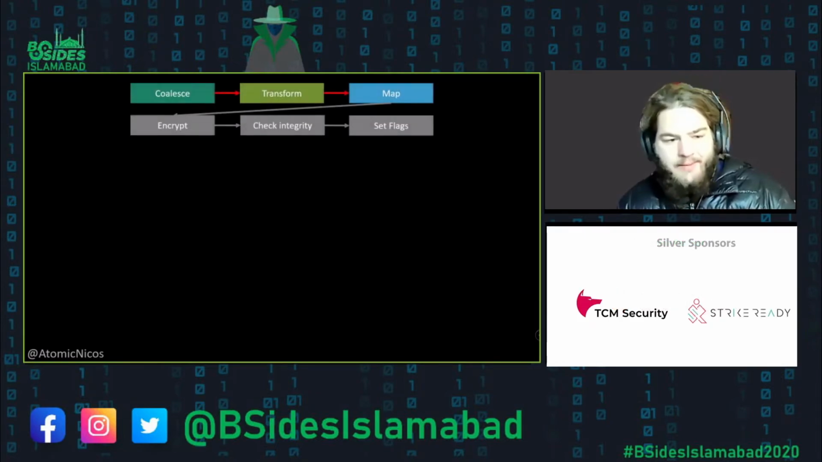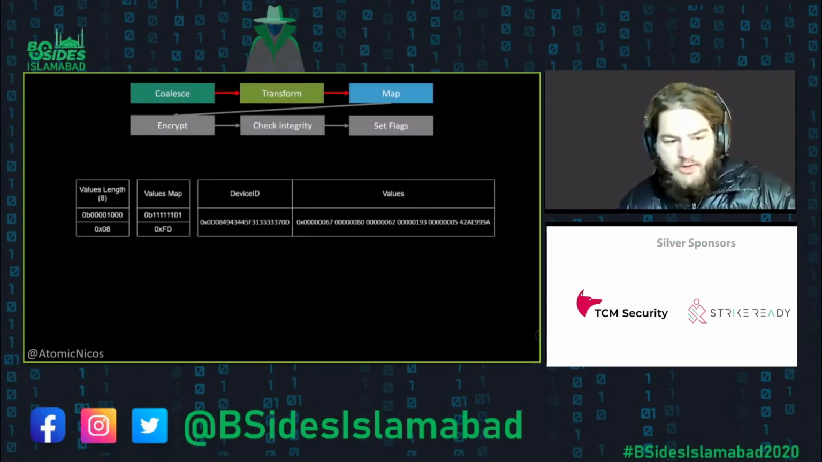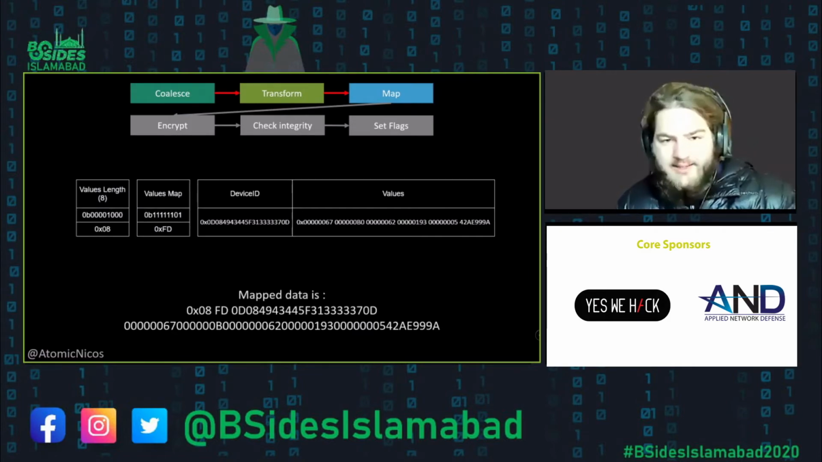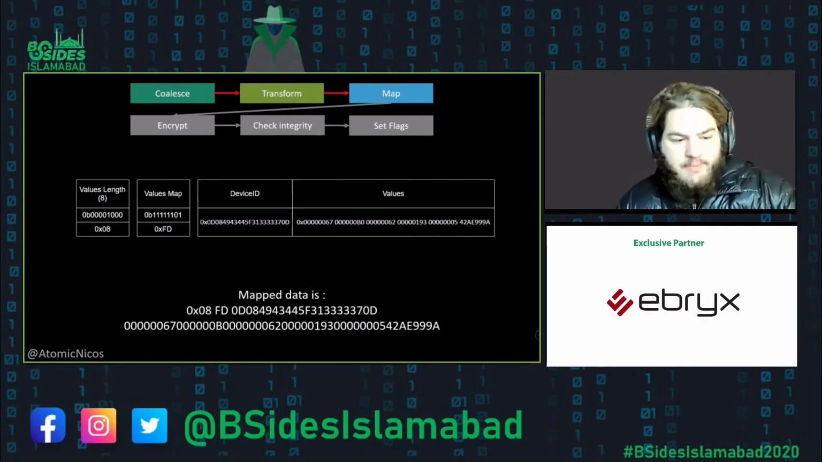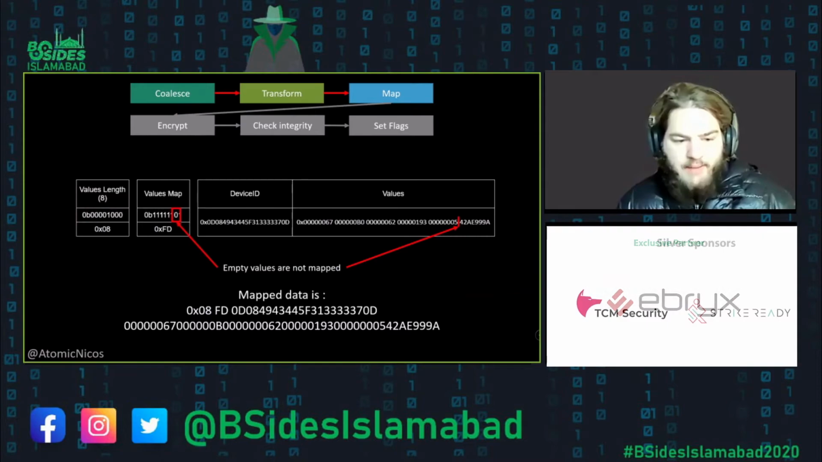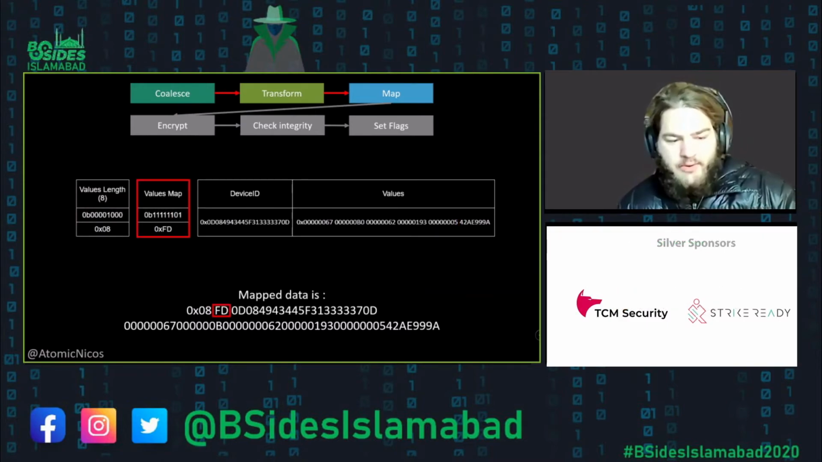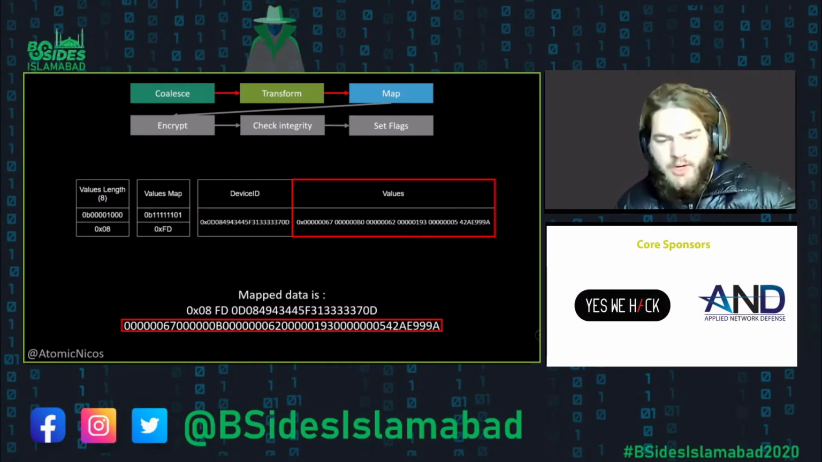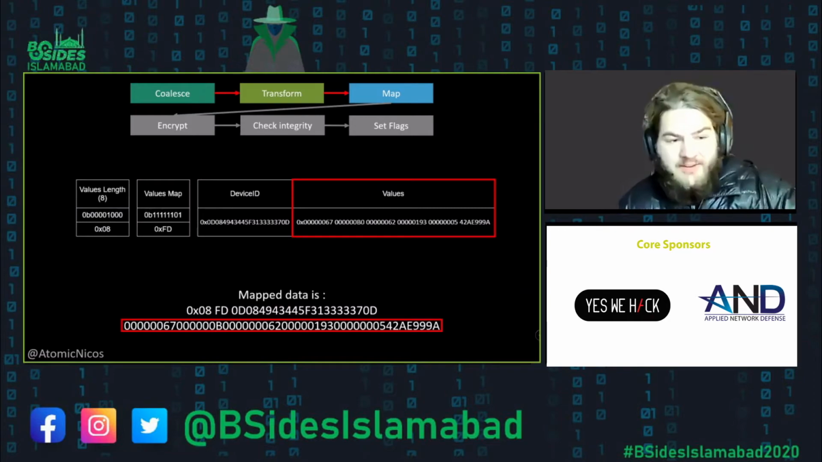Then we map the data. So we have 8 values in total, and we have our before-last one that isn't there, the 000 one, well, the X's that we saw earlier. So the map data would be this, because you have 8 values. Your zeros, your empty values aren't mapped, but you're keeping that entire value here. Then you add your device ID, then you add your values. Magic, quote unquote.